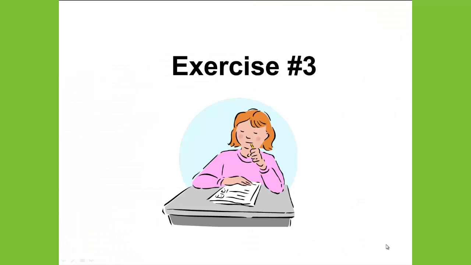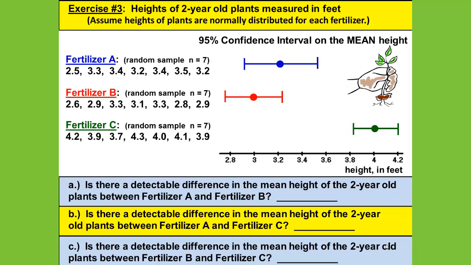Now we have some exercises. As you look at exercise 3, I'll let you pause and read this, but basically it's asking if there is a detectable difference. And by a detectable difference, that means is there a possibility that the mean could be the same? If there is an overlap, that is possible. If there is not an overlap, that would not be possible.